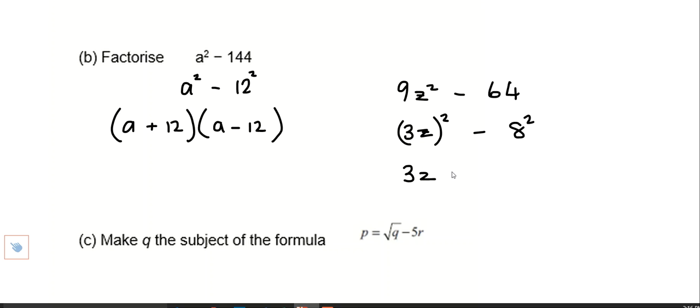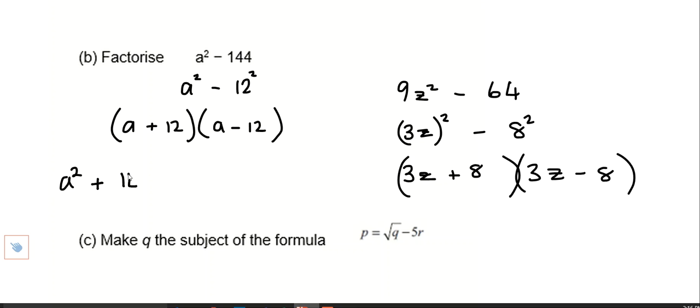3 plus 8. Is that a Z? Yeah. Okay, and then 3z minus 8. Because it's all in the bracket. 9z. But if it was a squared plus 144, it would be a plus 12. Right, hang on. If it's a squared plus 144, oh, it would just be a plus 12 squared.